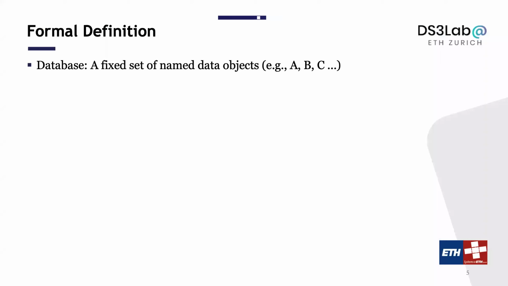So what is a transaction? We think about the database as a fixed set of named data objects. When we talk about transactions, we don't care whether we are talking about a table, a tuple, or a value. We think about the database as a whole bunch of objects with names, A, B, C, D, and so on. Each one can correspond to a row, a column, or a table. We don't care in most of the discussions we are going to have. So the database is a fixed set of objects.